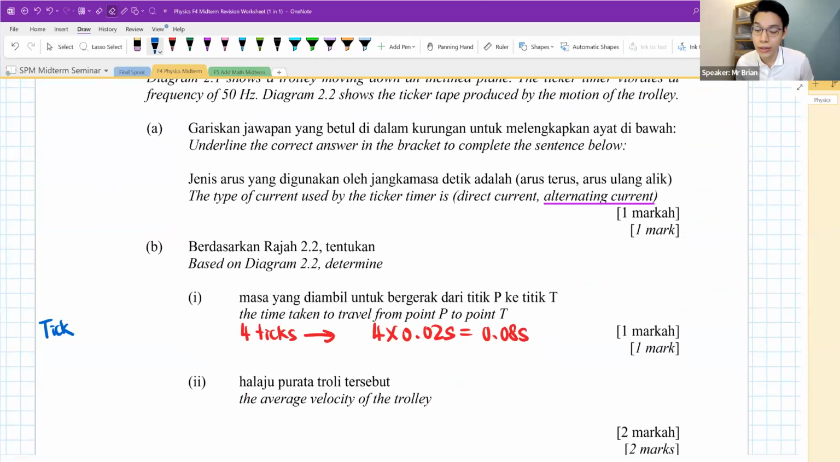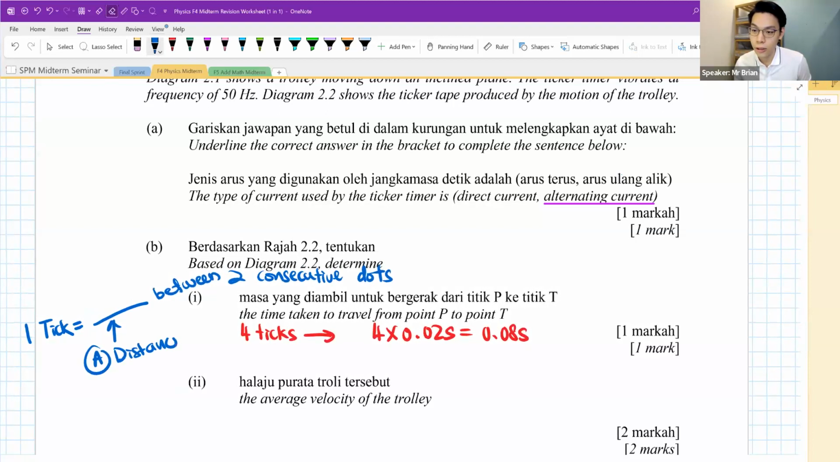I got a quick question to ask you. Do you think 1 tick is equal to the distance between 2 consecutive dots? Or do you think it is time? I give you 2 options. I put an underline here. Option A, distance? Option B, time? What do you all think?